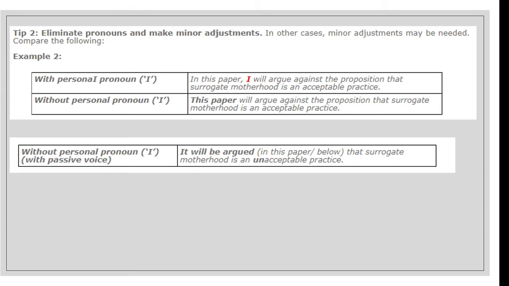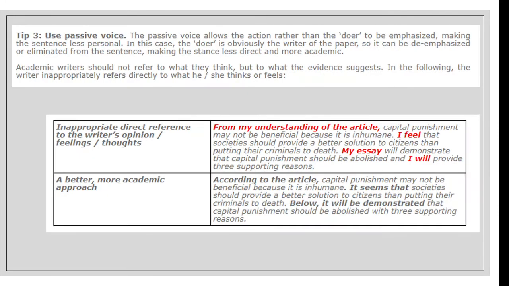Another variation would be having a sentence without the personal pronoun I, and this time using passive voice. You would have: it will be argued in this paper below, open and close parentheses, because it is already implied that surrogate motherhood is an unacceptable practice. So we're down to tip number 3 now.